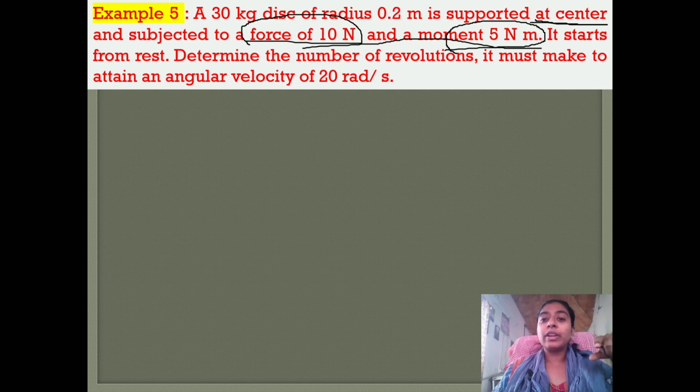Determine the number of revolutions. We need to find the angular displacement theta. It must make to attain an angular velocity of 20 radians per second. That means our final angular velocity is 20 radians per second. We need to find what is theta. Very simple problem.